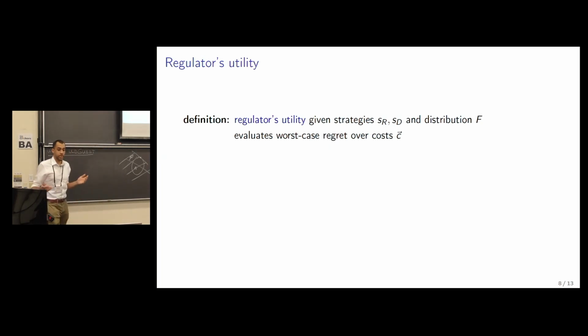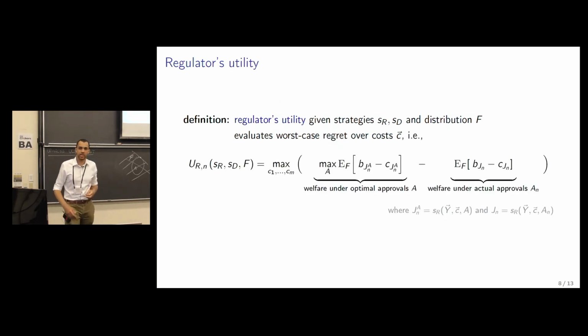So there are many different ways that you could think about evaluating uncertainty. You could put a prior over the costs. I'm going to be using worst case regret because that's more consistent with the statistical literature. But you could imagine doing something else, and I imagine the results will be similar. So in other words, the regulator's utility, big U sub r, is just going to be the worst case difference between the welfare under the optimal approvals, if you knew the costs, minus the welfare under the actual approvals.